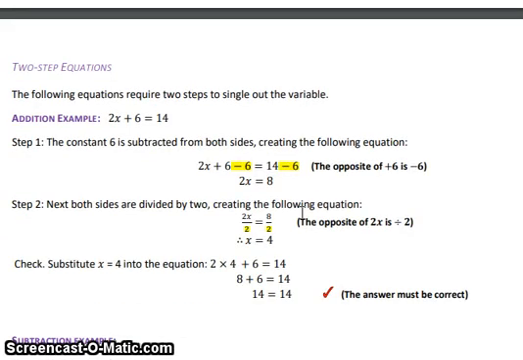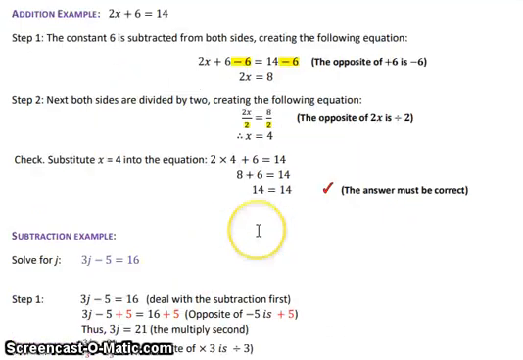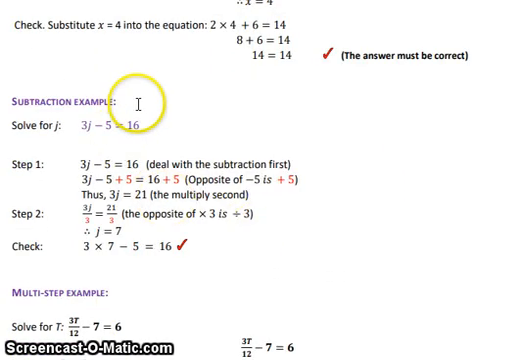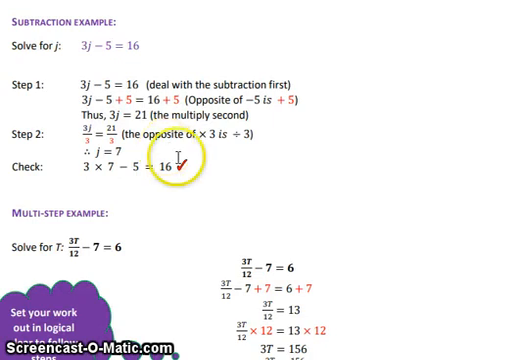So now two step equations. The following equation requires two steps to single out the variable. Addition, example: 2x plus 6 is equal to a given value. The constant 6 is subtracted from both sides, creating the following equation. You can see 2x equals 8. And then both sides are divided by 2, creating the following equation. Substitute 4 for x into the equation, so the answer must be correct. And subtraction examples are like that, and multiplication.